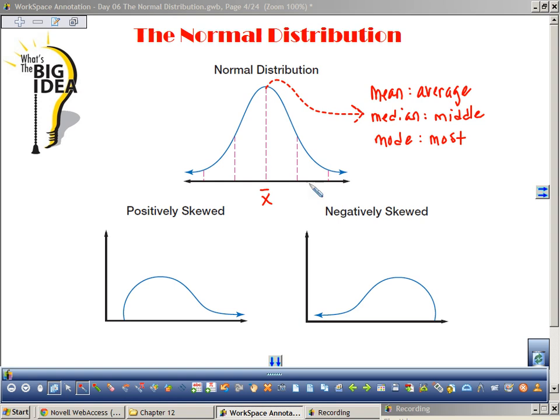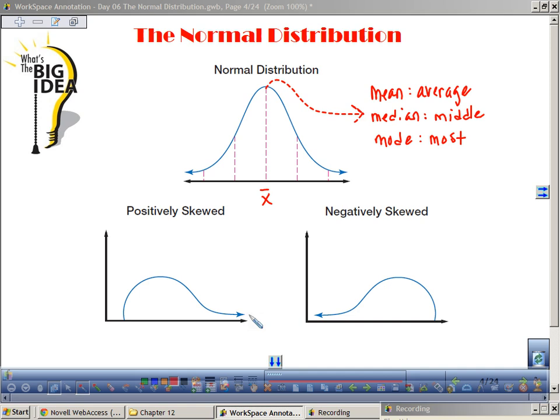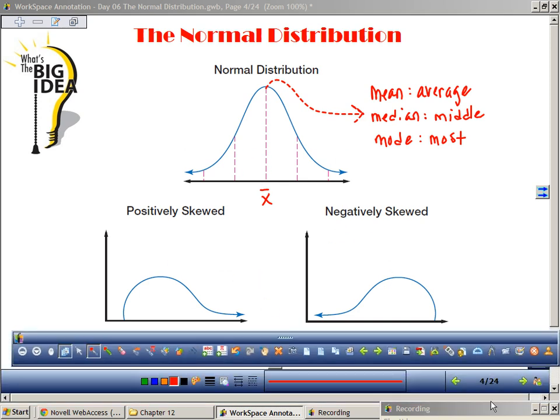Okay, so sometimes when we have this continuous data, your data gets skewed. If it's skewed going off into the positive direction, if it tapers off to the right, then it's a positively skewed graph. If it tapers off to the left, or tapers off into the negative direction, it's negatively skewed. So make sure you have a rough sketch of all 3 of those, please.